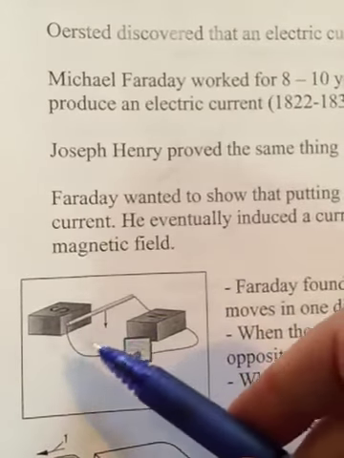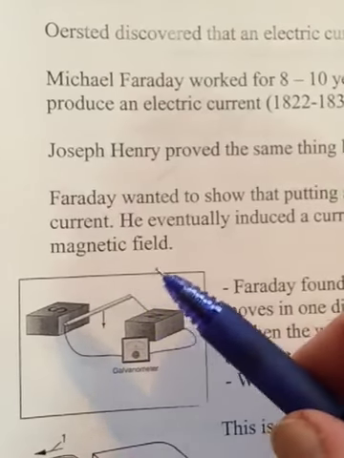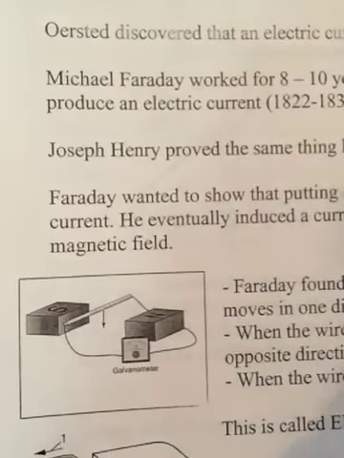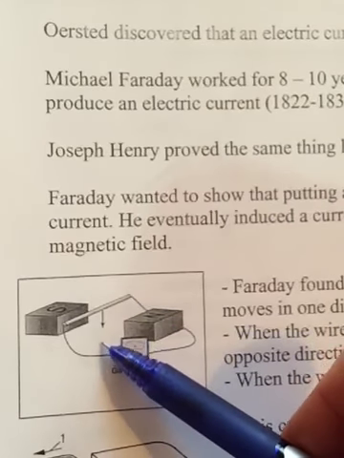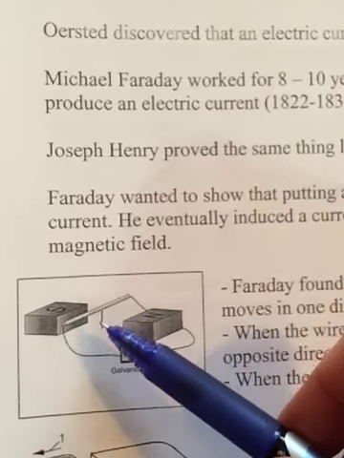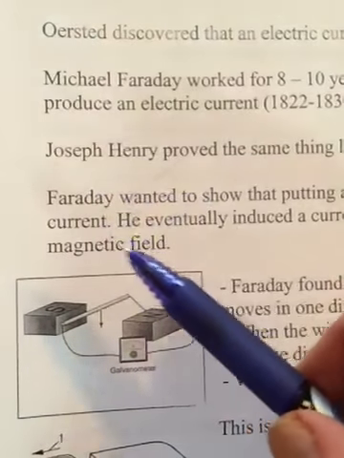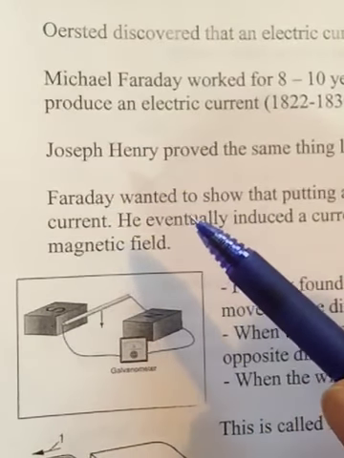If the wire is stationary, no current will flow. So it has to be moving with respect to the field. And if you move it down, the current will flow one way, and if you move it up, the current will flow the other way.